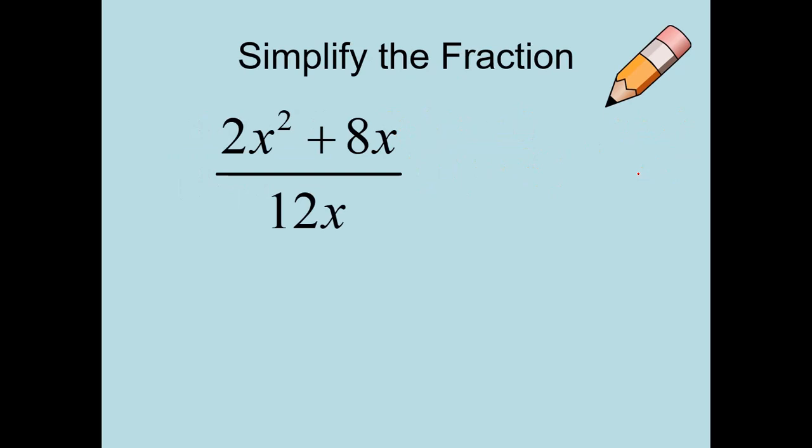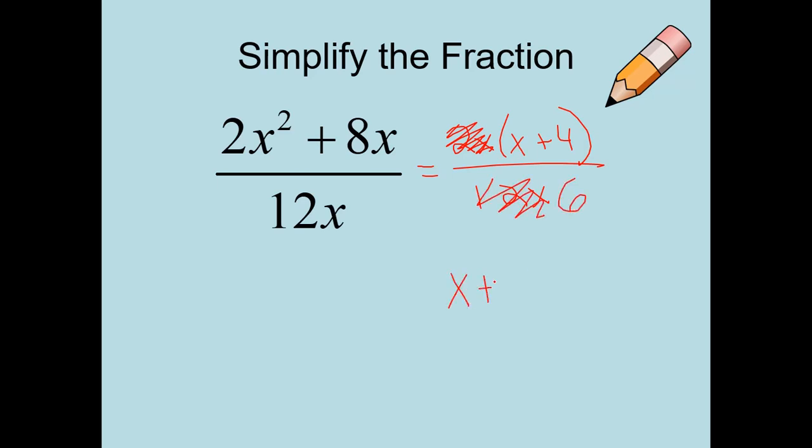Let's try another one. So I got 2x squared plus 8x over 12x. Let's factor the top. Can't really factor the bottom, but let's factor the top. Let's take a 2x out. That'd be x plus 4. I got 12x. Now, notice 2x times x plus 4. I can simplify the 2x. Well, what would be left behind if I take a 2x out of the bottom here? 6, right? So that would be x plus 4 over 6 for my simplified final answer.